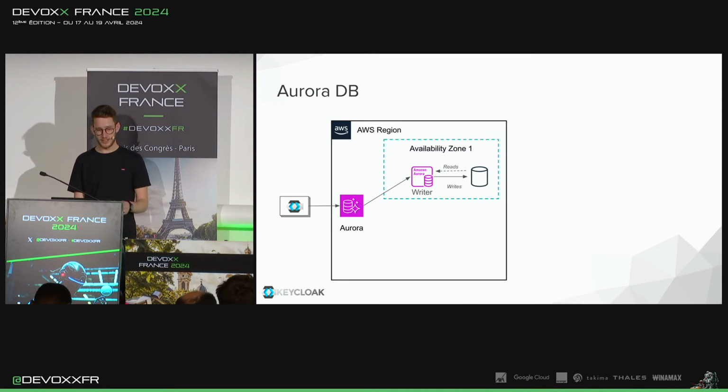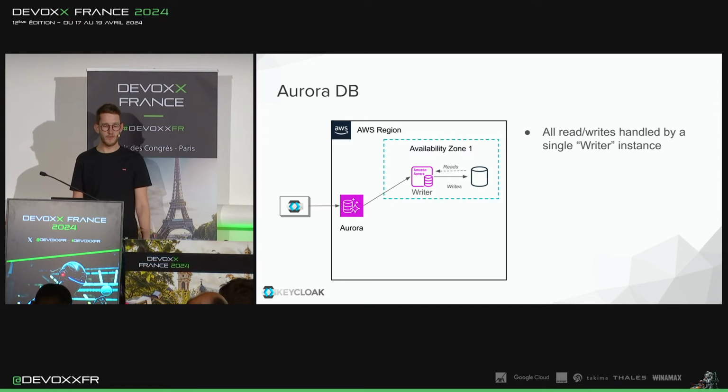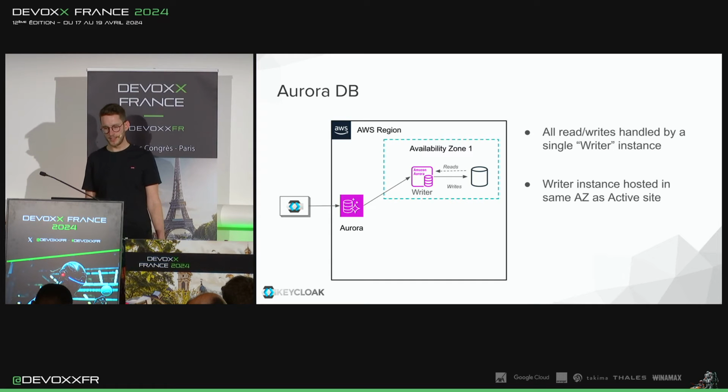So hopefully you can see here we have our Keycloak pods on the left-hand side. These are the pods on both our active and our passive site. They connect to an Aurora load balancer. This Aurora load balancer then forwards all read and write requests to what Aurora deems their writer instance. This writer instance is hosted in the same availability zone as our active site. This is for performance reasons. We want the lowest latency possible.